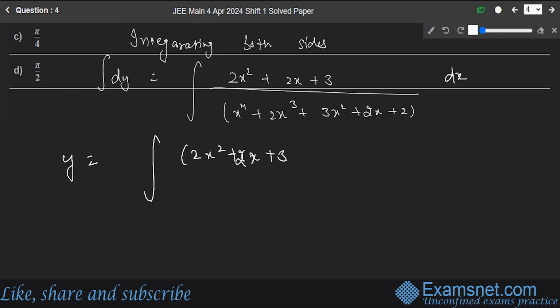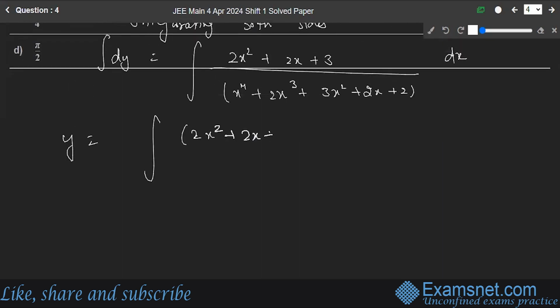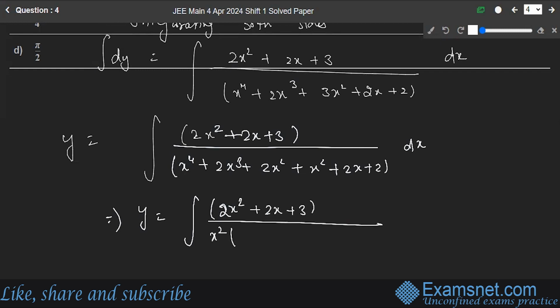This is 2x squared plus 2x plus 3. Now let's break it up. You will have x to the power 4 plus 2x cubed plus 2x squared plus x squared plus 2x plus 2 dx. So y is equal to the integral of (2x squared + 2x + 3). I'm going to take x squared common, so x squared times (x squared + 2x + 2). And from here, 1 will be taken common, (x squared + 2x + 2) dx.